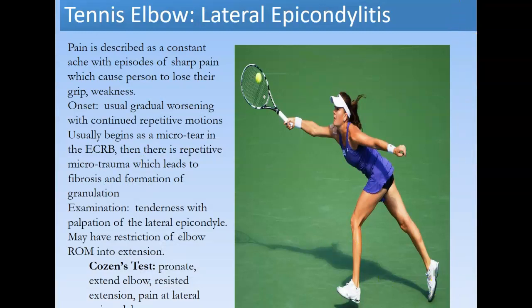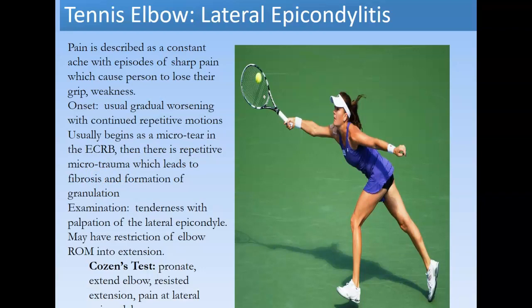With the tennis elbow, the pain is described as a constant ache with episodes of sharp pain, which cause the person to lose their grip. Usually they'll have weakness with the wrist extensors. Usually a gradual onset. Usually begins as a micro tear of the extensor carpi radialis brevis. Then there is repetitive microtrauma, which leads to fibrosis and formation of inflammation.